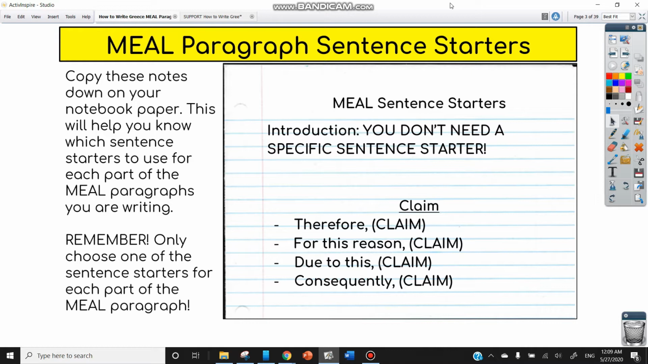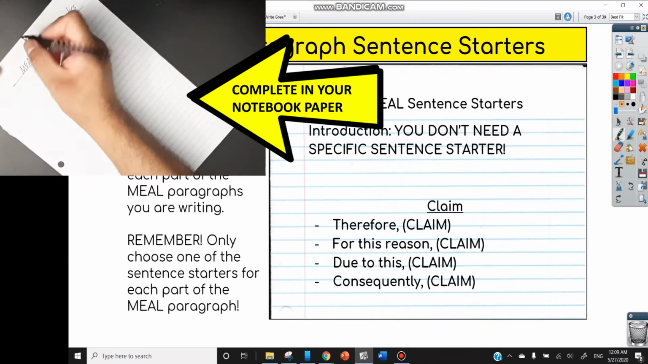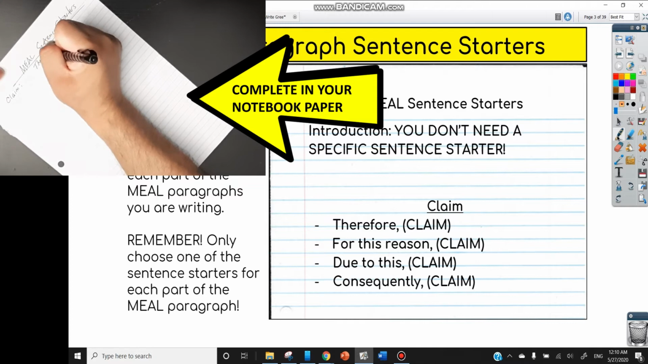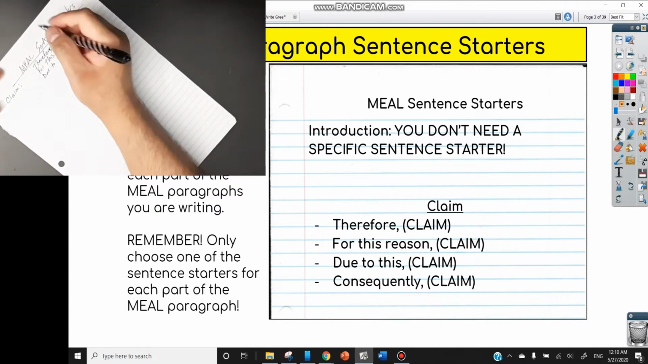This will just save you some time and it'll be easier for you to just write down on a piece of paper these sentence starters as a reference. So just take a piece of notebook paper and write these down. Now there are different parts of a meal paragraph, and I will explain to you what the sentence starters are for each part.